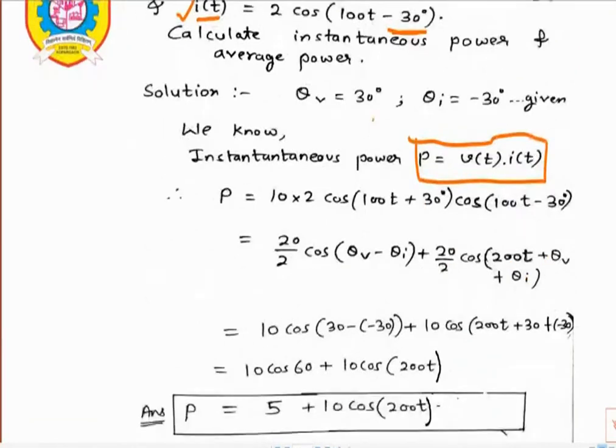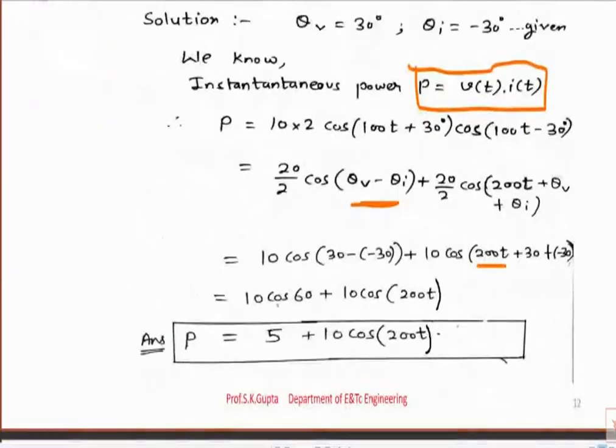Just put the value of theta V and theta I here. So 30 minus minus 30 becomes 60 degree. And 30 plus minus 30 cancels out, so it will be only 200t. And cos 60 is 1 by 2. So 10 into 1 by 2 means 5, plus 10 cos 200t. So this is nothing but instantaneous power.